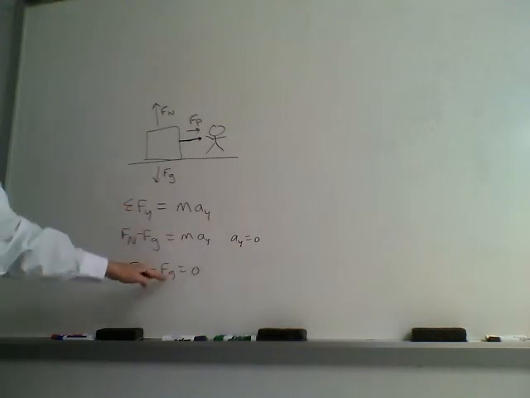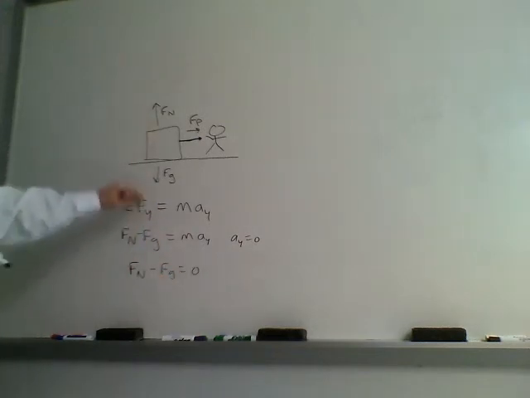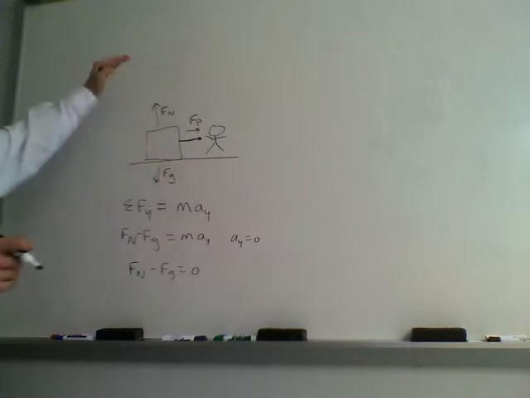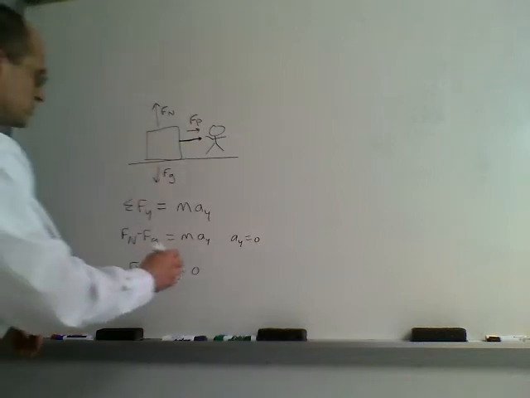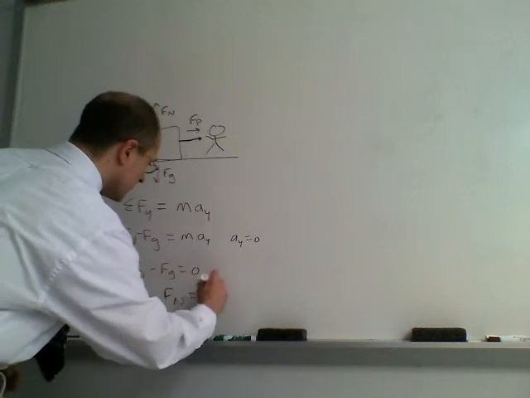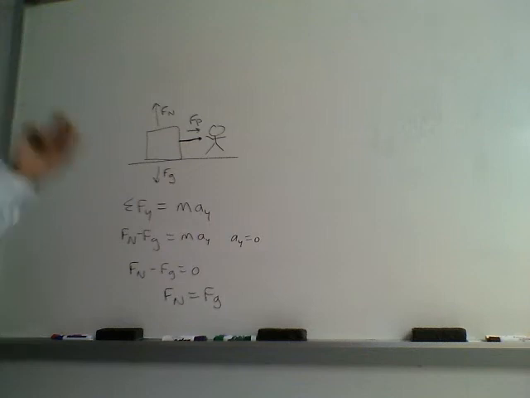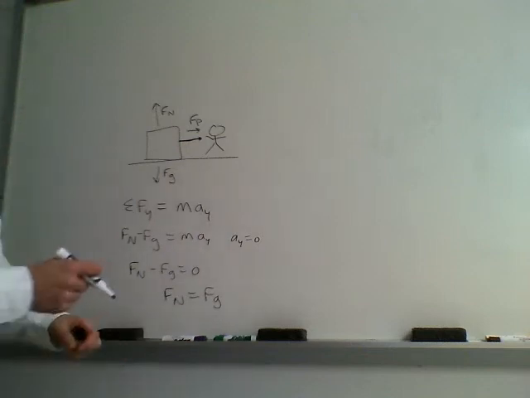When the sum of our forces is equal to 0, this is the condition that we call equilibrium. So the box is in equilibrium in the y direction, and we get the standard result that the normal force is equal to the gravitational force. The ground is pushing back up on the box as hard as gravity is pulling it down.